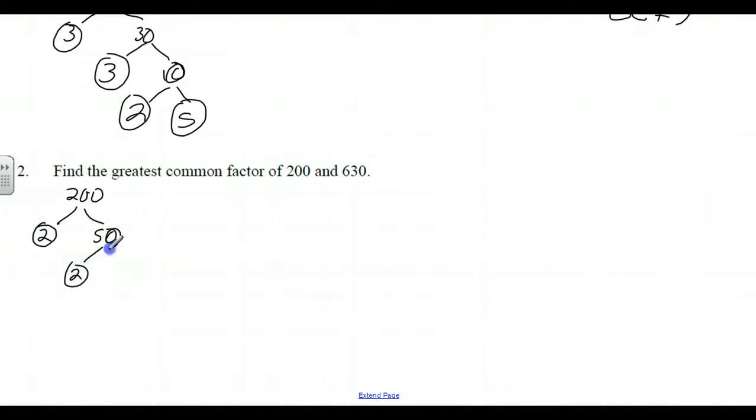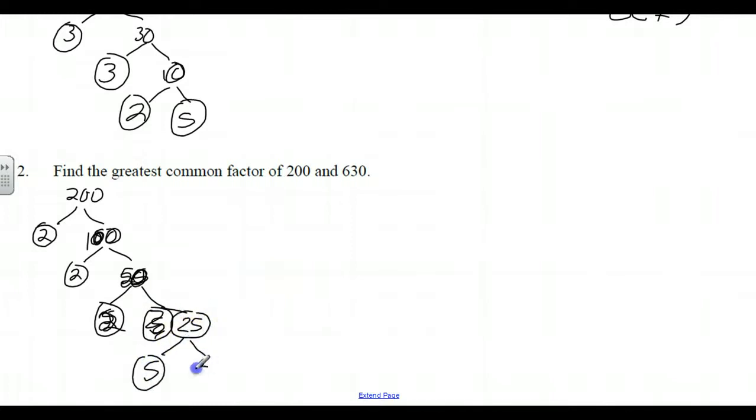So I'm always going to try and divide by 2. When I can't divide by 2, I'll look, can I divide by 3? No. Okay, how about 5? Okay, 25 is 5 times 5. And you'll notice that I can't divide. That's 100. And that's 50. And 50 is 2 times 25. And 25 is 5 times 5.